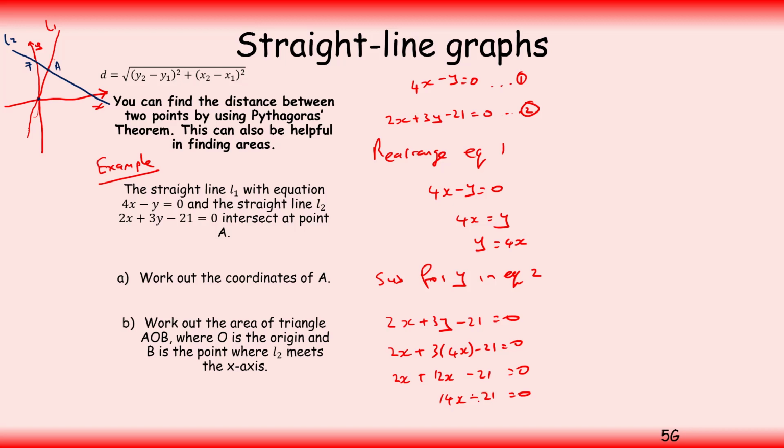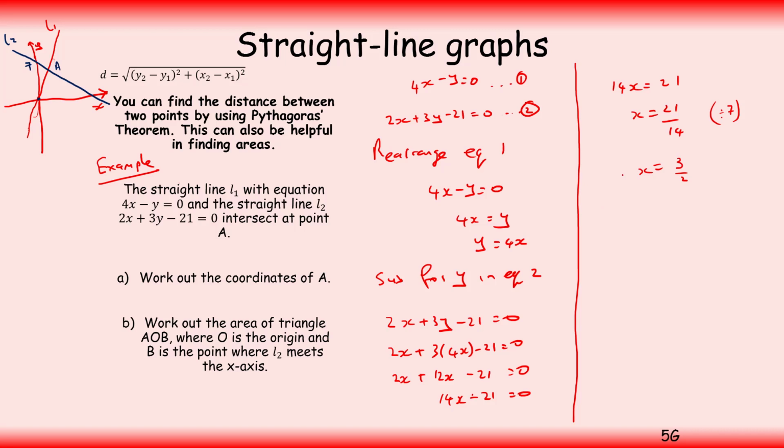Now if I take my 21 over the other side, let me just draw a line here, give me space to work. So I've got 14x is going to be equal to 21. So x is going to be 21 divided by 14. Now I can simplify that. I know 7 goes into both of them, so divide by 7. I've got 3 over 2. So x equals 3 over 2. So that's my x coordinate for A.